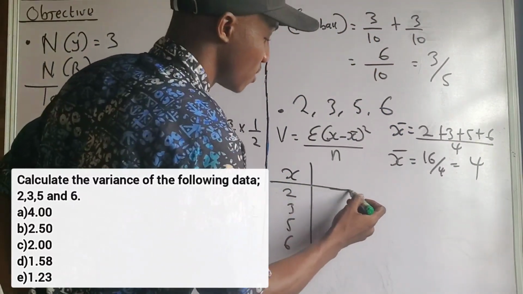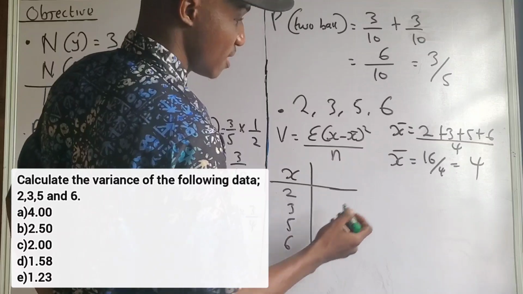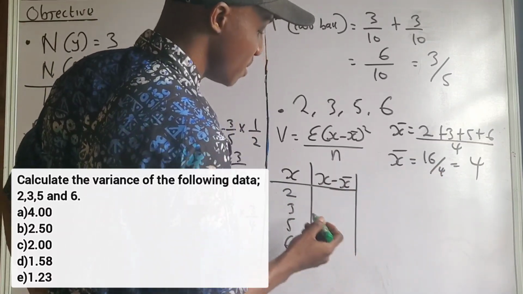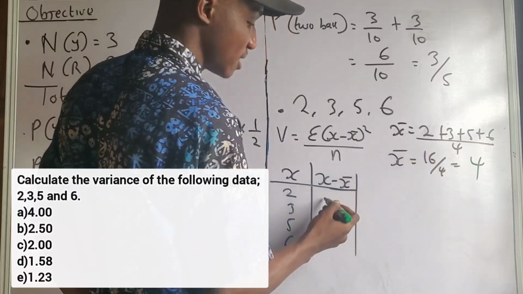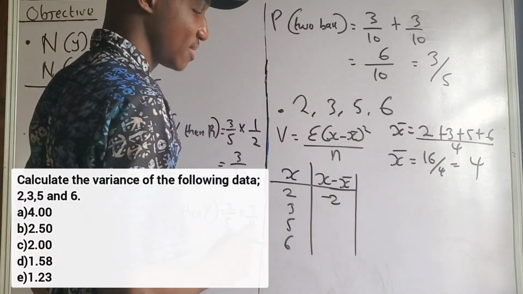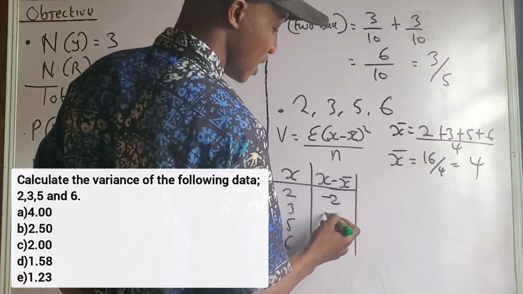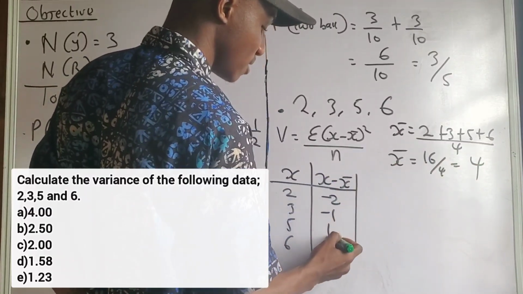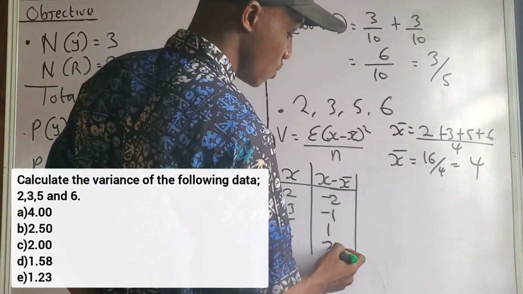So let us get x minus x bar. X minus x bar will be 2 minus 4, that is minus 2. Are you getting it? 3 minus 4, that is minus 1. 5 minus 4, that is 1. 6 minus 4, that is 2.